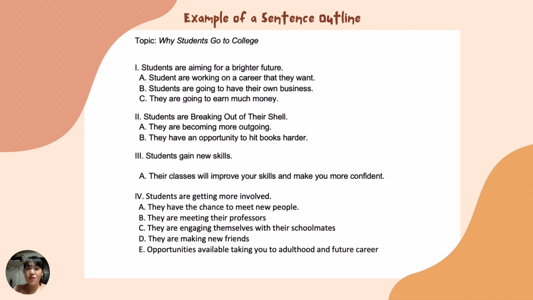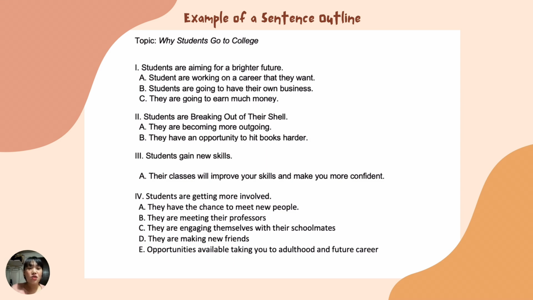Students are going to have their own business. They are going to earn much money. And then Roman numeral 2, the subheadings are they are becoming more outgoing. They have an opportunity to hit books harder. And then Roman numeral 3, main idea: students gain new skills. It has one subheading, which is letter A: their classes will improve your skills and make you more confident.